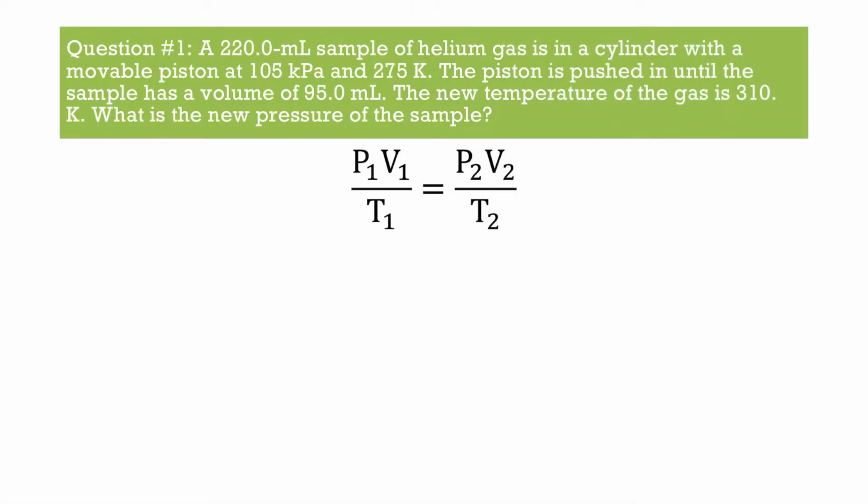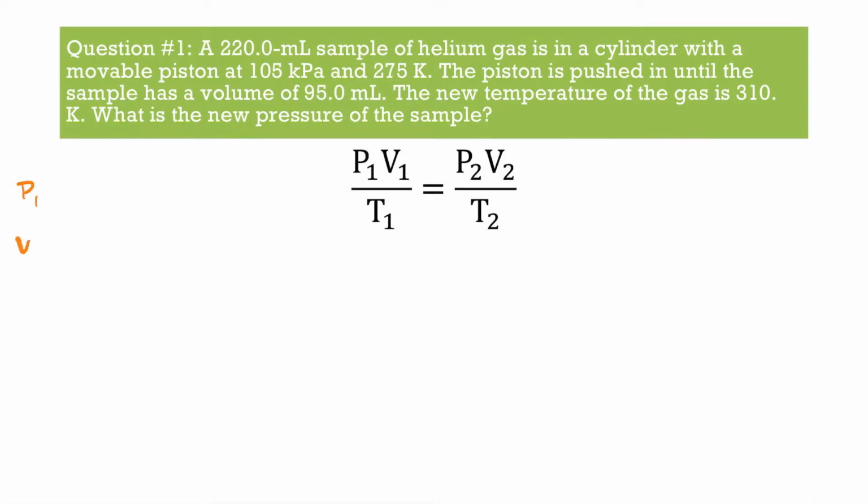We have this question. A 220 ml sample of helium gas is in a cylinder with a movable piston at 105 kPa and 275 K. The piston is pushed until the sample has a volume of 95 milliliters. The new temperature of the gas is 310 K. What is the new pressure of the sample? So here is a pretty basic combined gas law question.